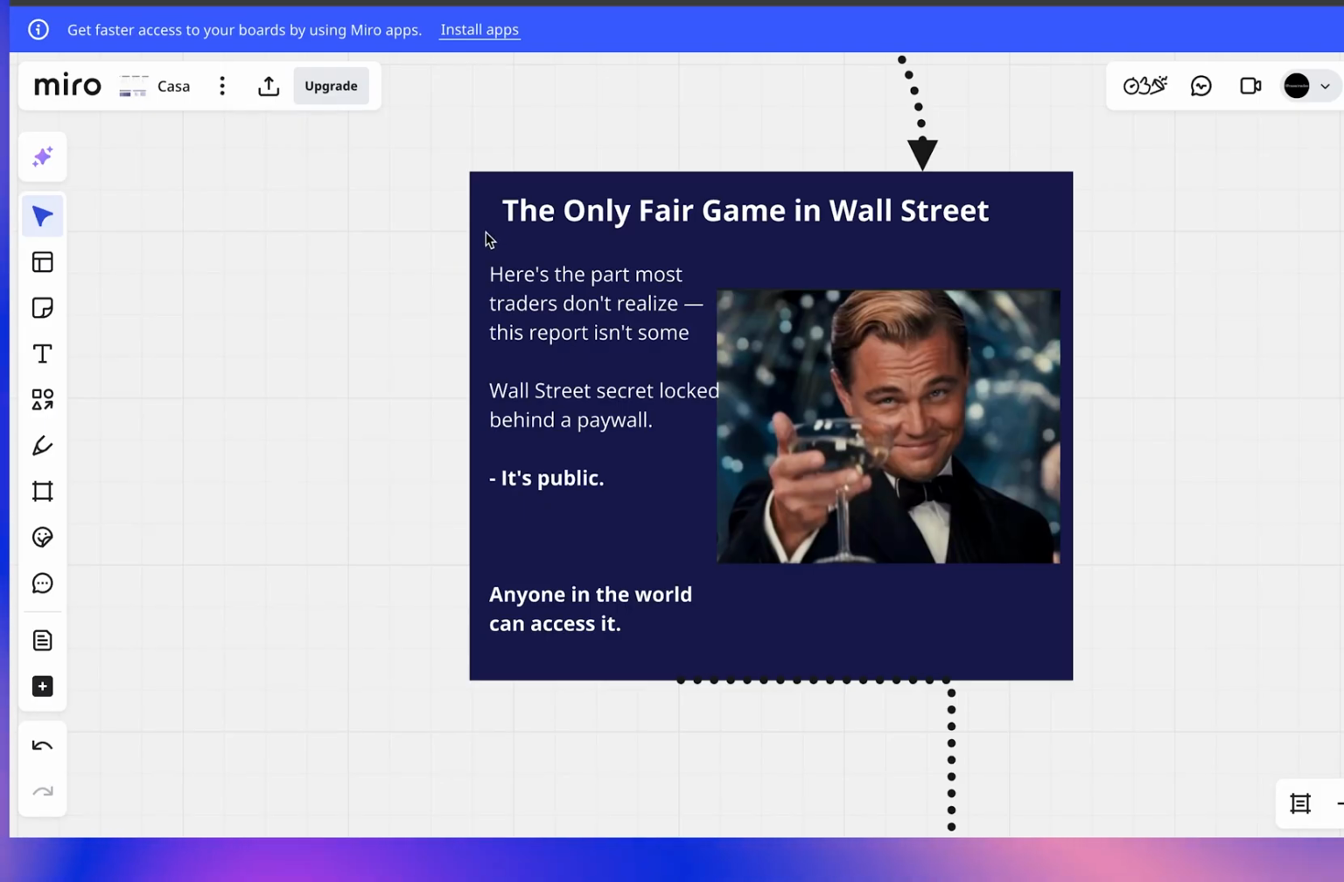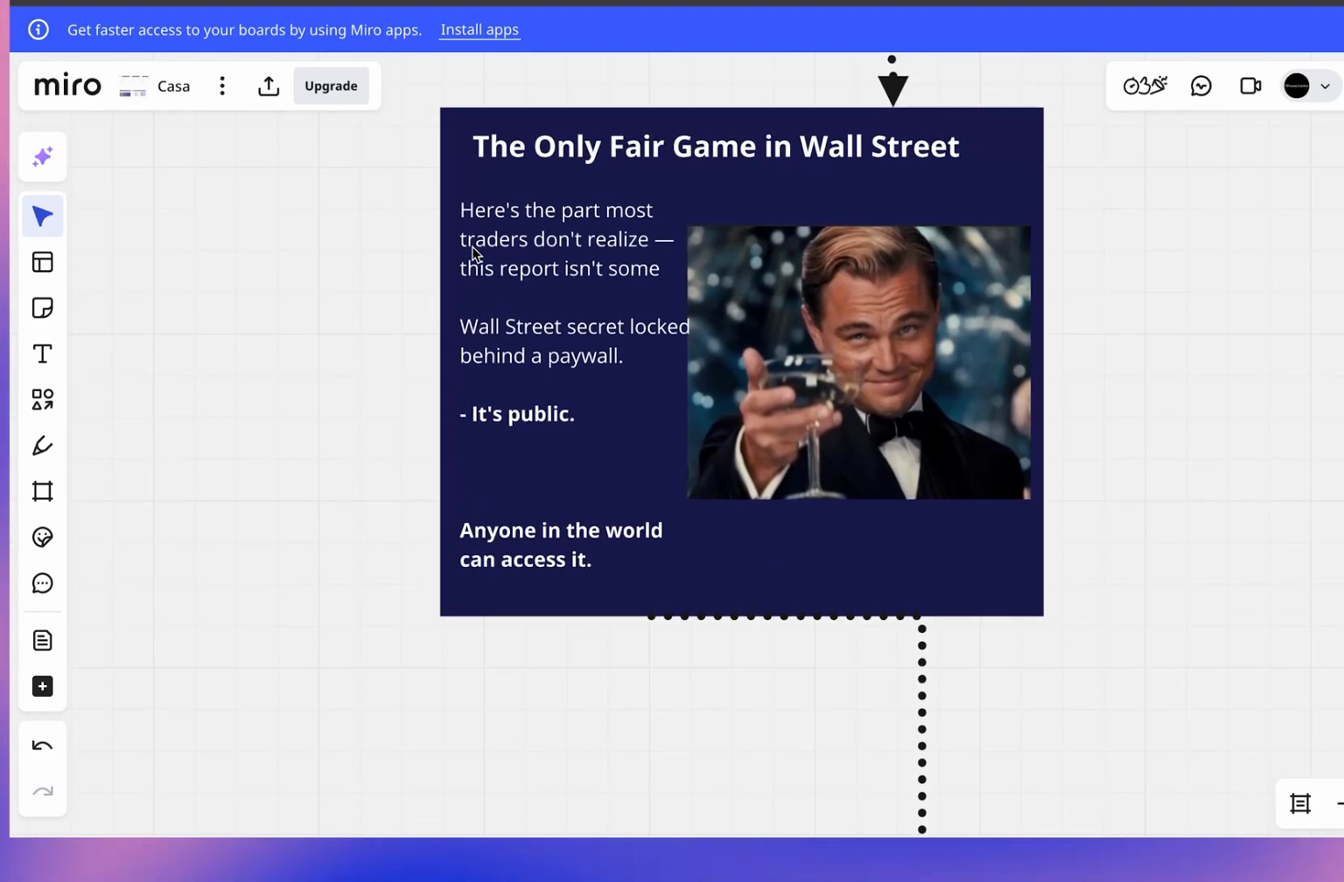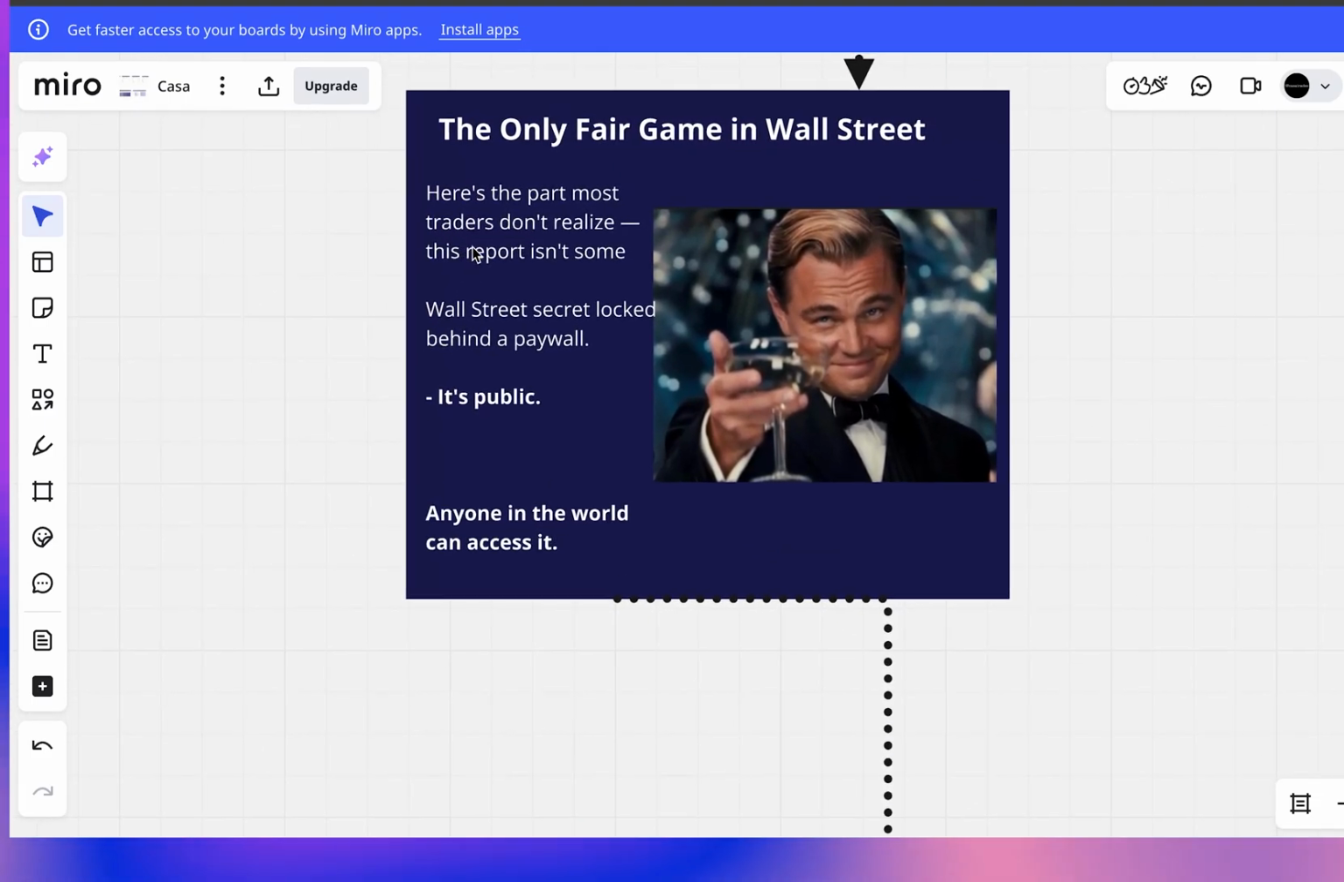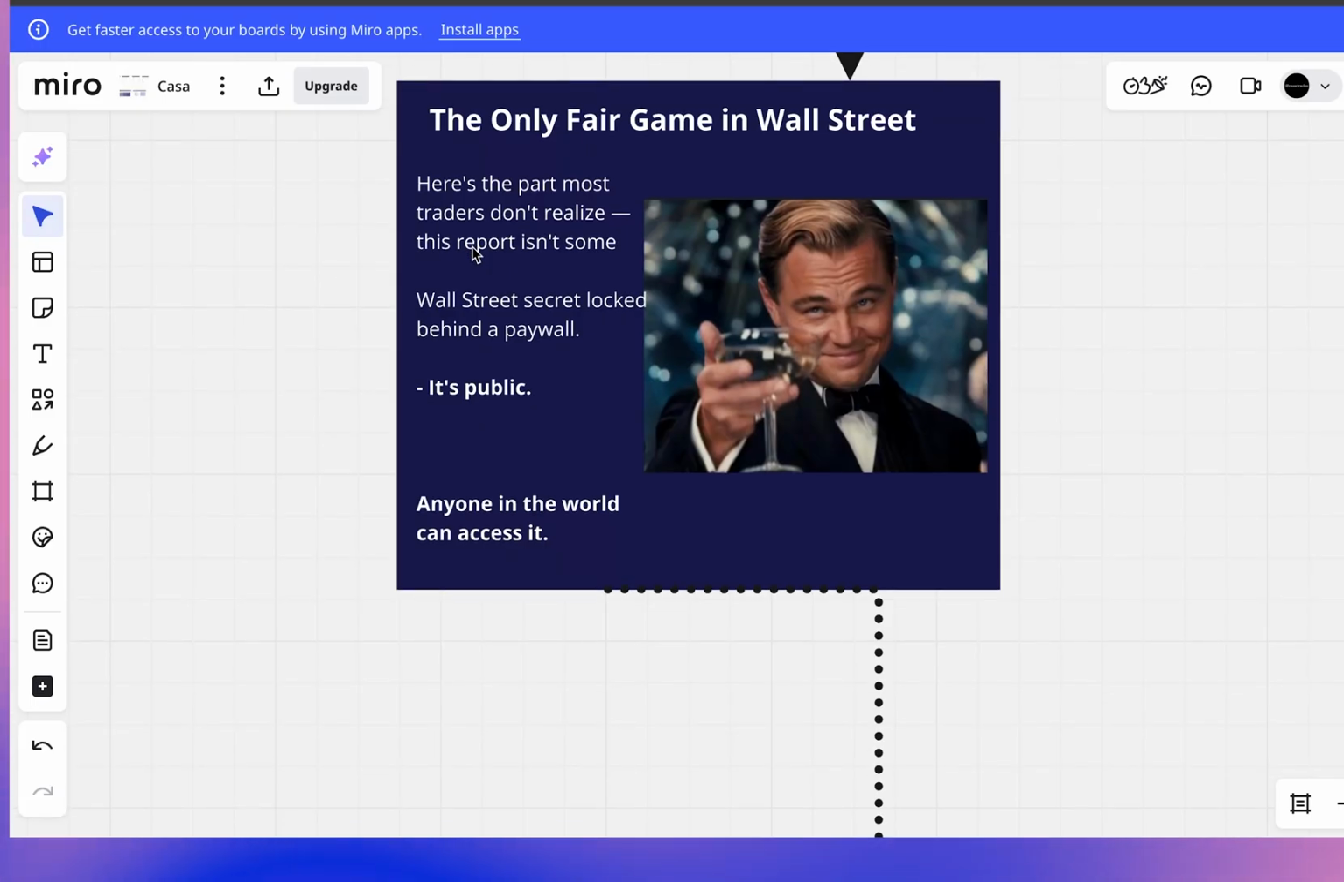Here's the part that most traders don't realize. This report isn't some Wall Street secret locked behind a paywall. It's public. Anyone in the world can access it. To me, that's powerful because let's be real: institutions and hedge funds control everything. They manipulate, they trap, and they hunt stops. They are the market makers, right? They engineer liquidity.